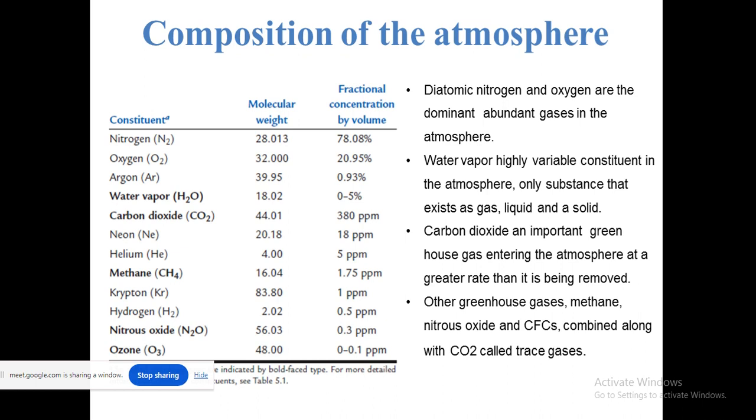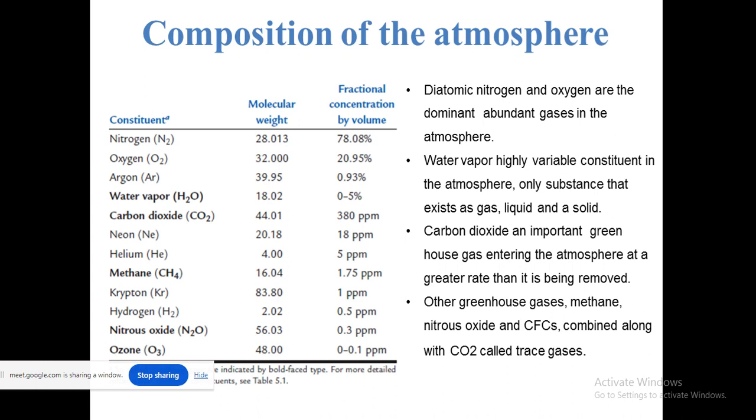In the case of water vapor, the value is not a constant. You can see nitrogen is 78, oxygen 20, argon 0.93, but for water vapor it is written as 0 to 5%. It is not a constant value because the amount of water vapor in the atmosphere depends on which surface we are looking at. Over the tropics, which are generally hot and humid, the amount of water vapor will be high. Over dry regions, it will be less, up to 0%, and over humid regions it can go up to 4 or 5%. So that's why we say 0 to 5%.